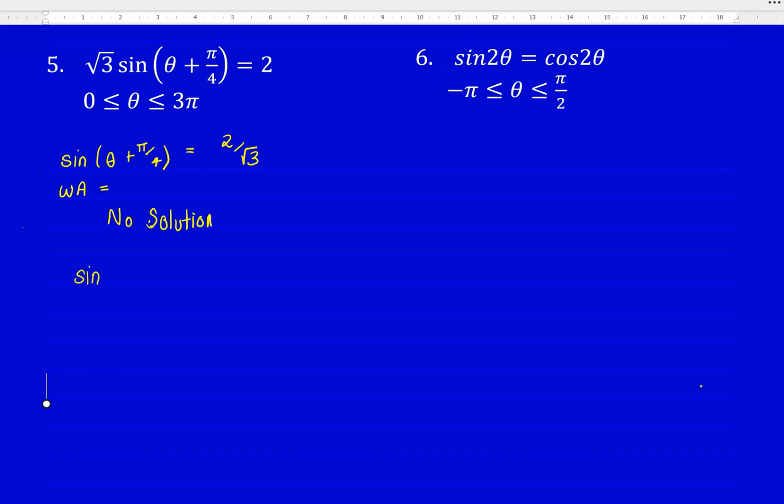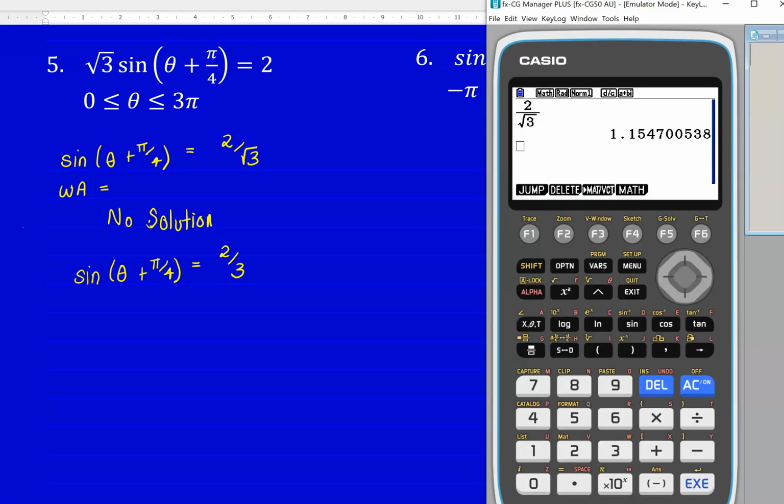Okay. If, let's say it was the other way around, let's say it was sine theta plus pi on 4. Let's go with 2/3. Okay, we would use our calculator. We would go shift sine 2 over 3. Okay, and that is now my working angle. So my working angle is 0.73.